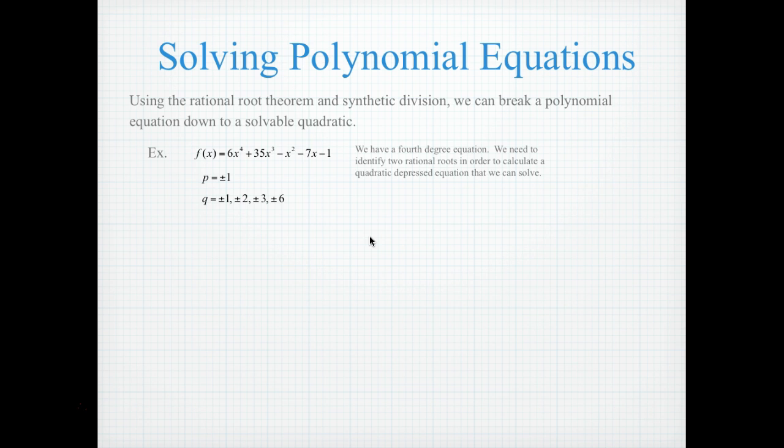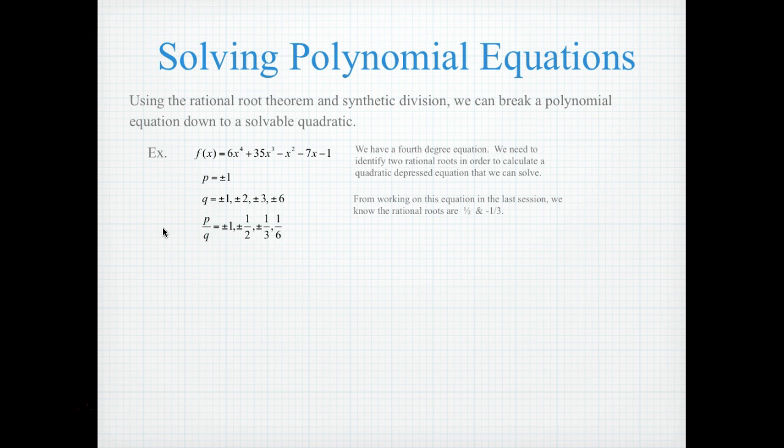My values of q are plus or minus 1, plus or minus 2, plus or minus 3, and plus or minus 6. Therefore, my values of p over q are as given. So I've got 8 possible rational roots. Now notice there should be a plus or minus here in front of the 1/6. So I've got 8 possible roots to test, and I need to find 2 rational roots.